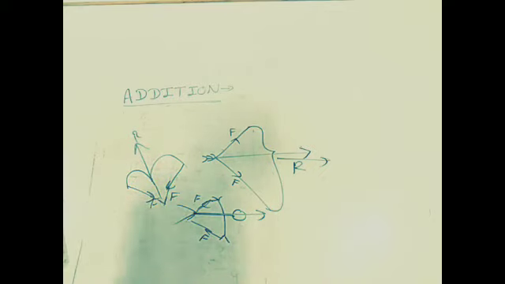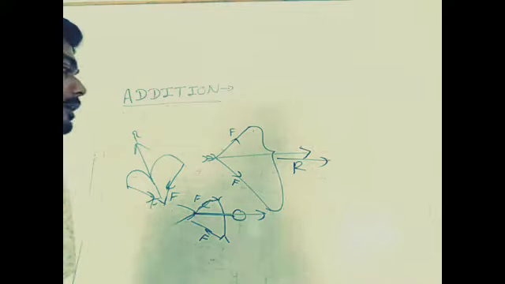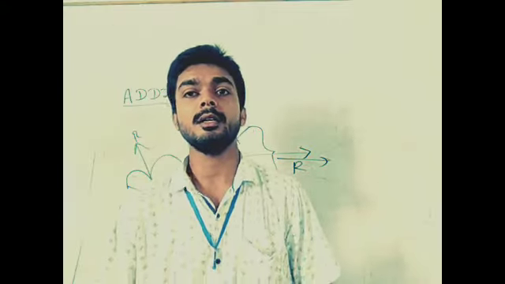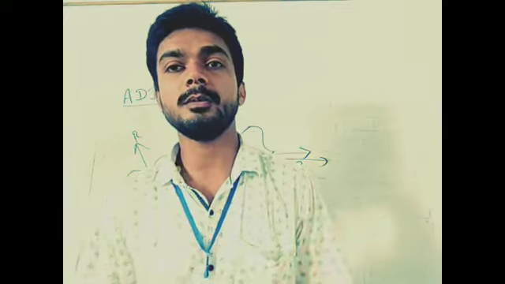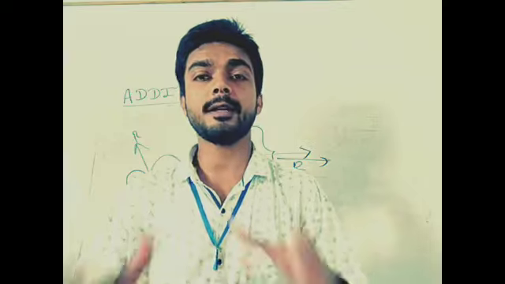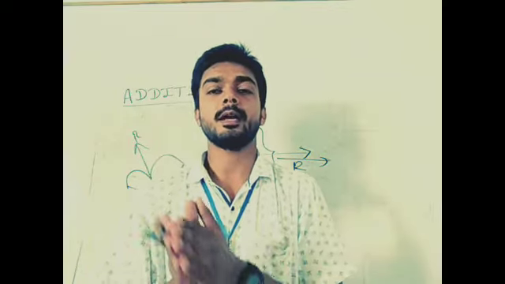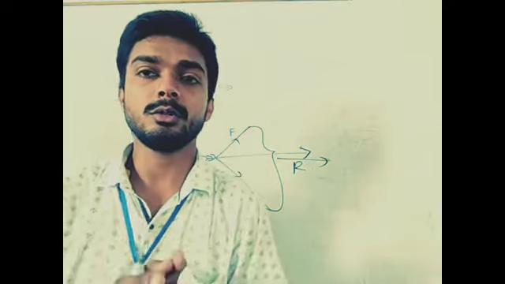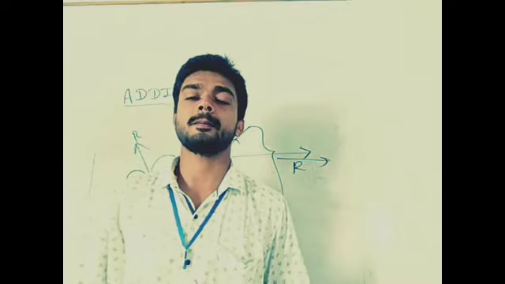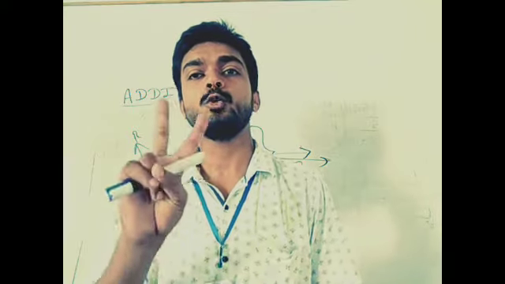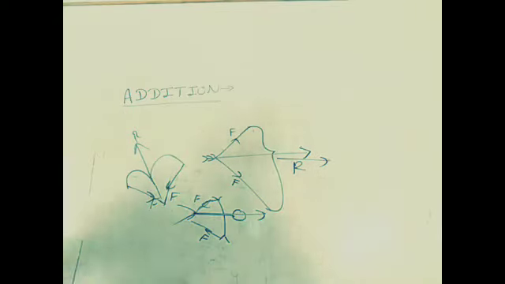Then, students, we are going to learn how you can add vectors, how you can find the resultant of two vectors. Resultant means effective value of the two vectors. And after that, we will learn how to add more than two vectors. But before that, we are going to learn how we can add two vectors. There are two methods to add the vectors.